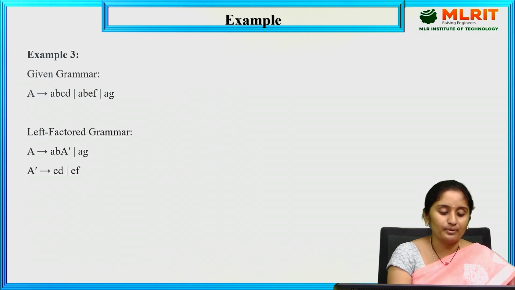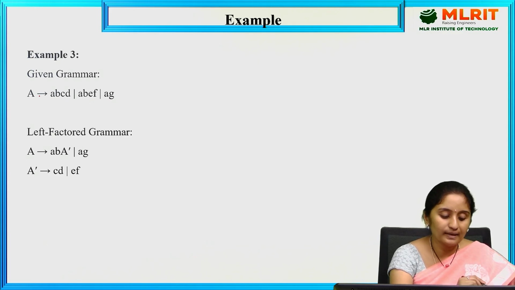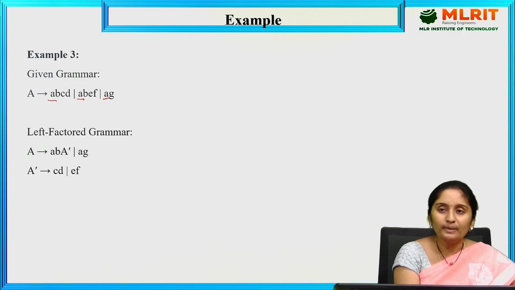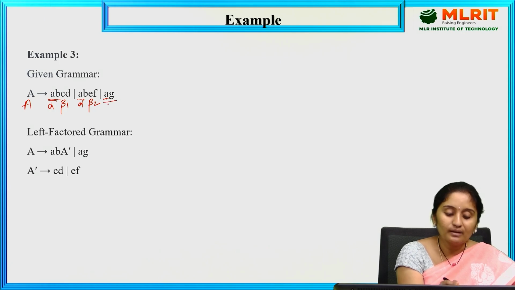One more example. The given grammar is A produces ABCD, ABEG, ABEF and AG. What is the common prefix here? Some productions have AB in common, and here I have A. So let me take the common prefix as AB, with alpha as AB, and beta 1 and beta 2 following it. The last one is AG.